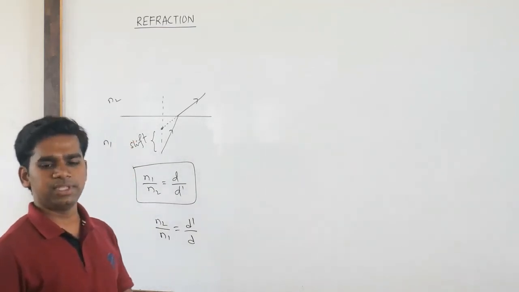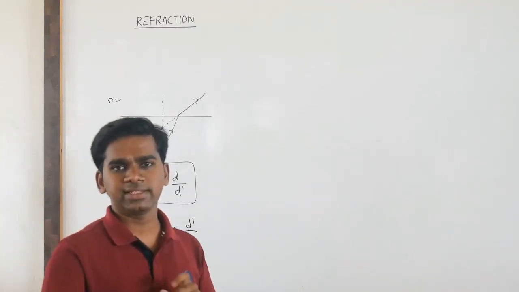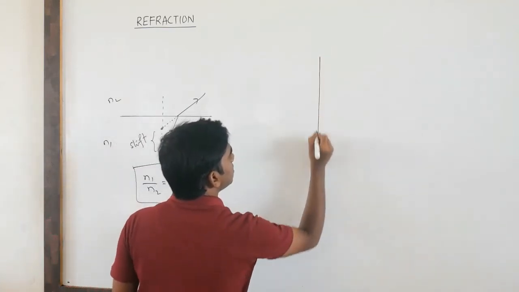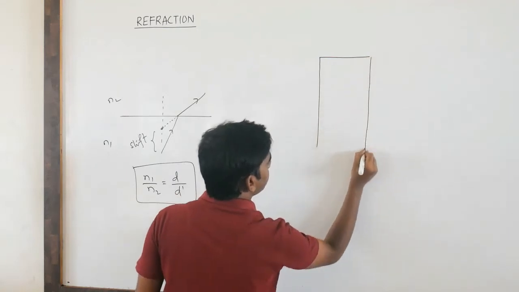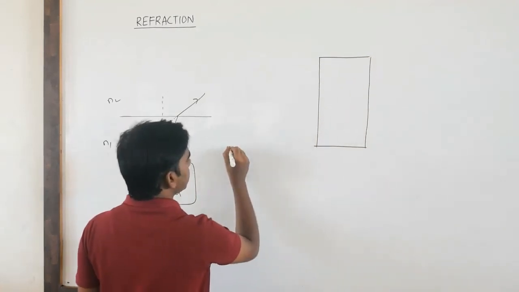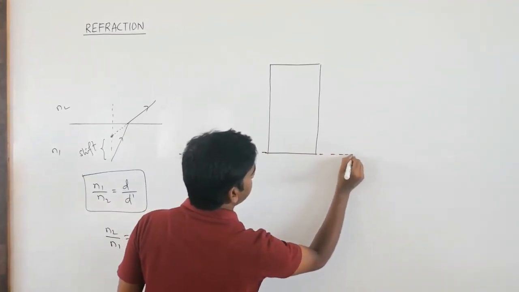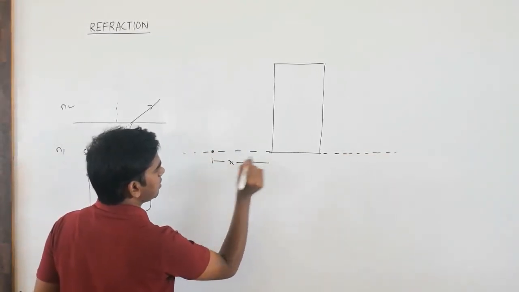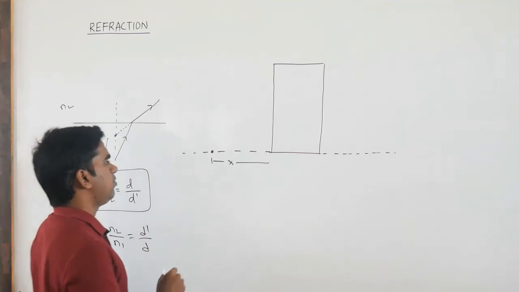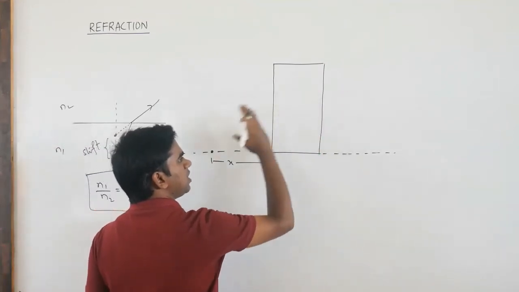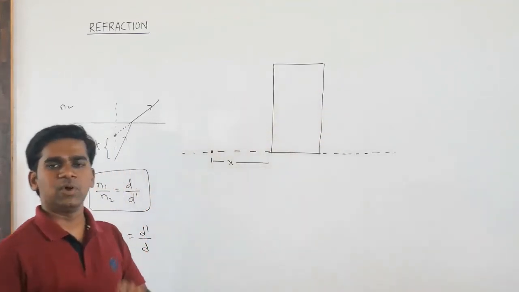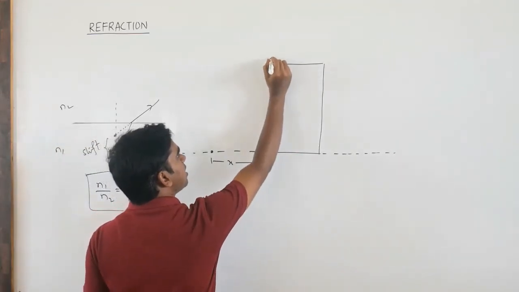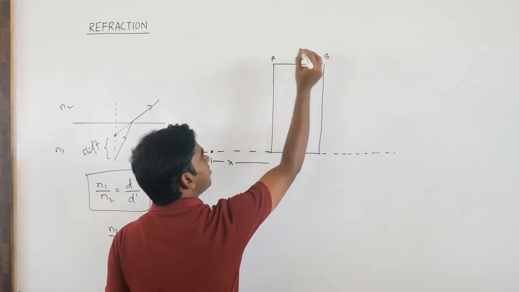Today we will discuss the shift due to the glass slab. Suppose you have a glass slab, and the object is somewhere here, at a point say x. Now when a ray of light passes through the glass, there is a shift, not only one shift, there are two shifts that take place. One shift at surface A, another shift at surface B.